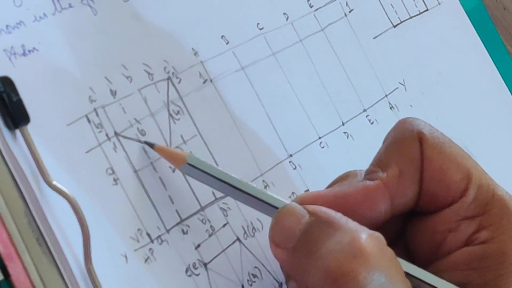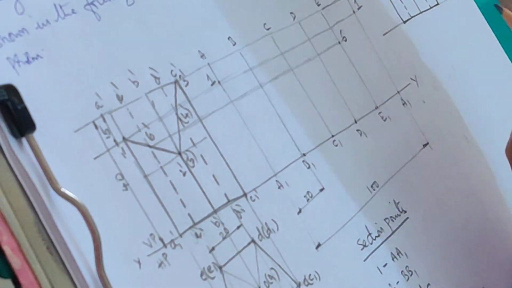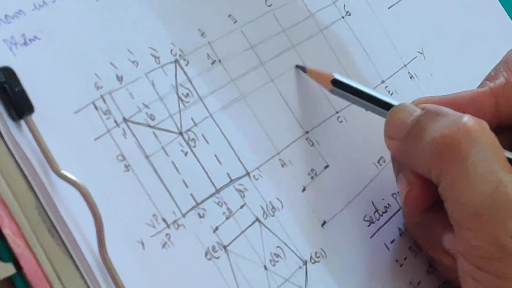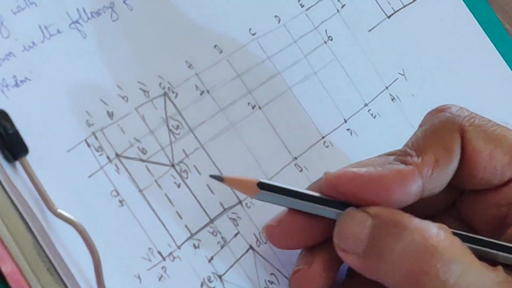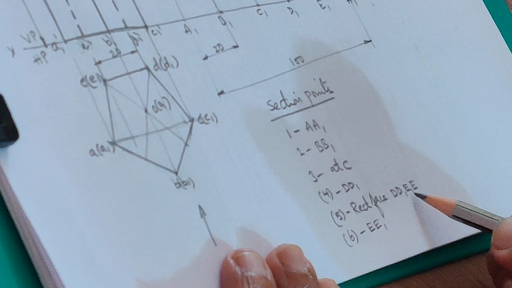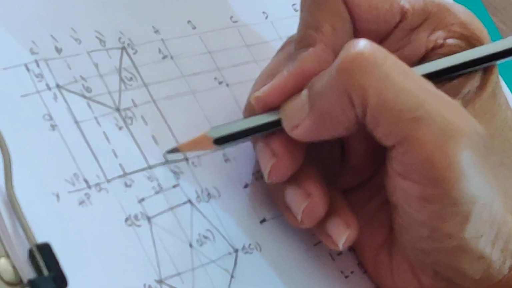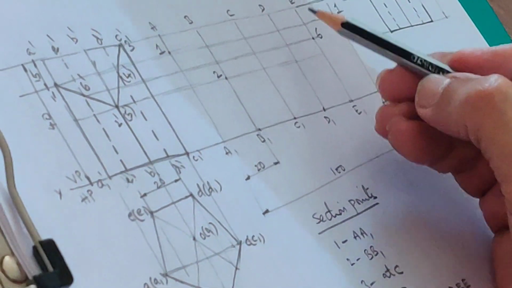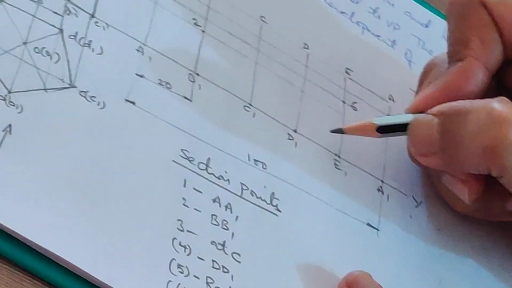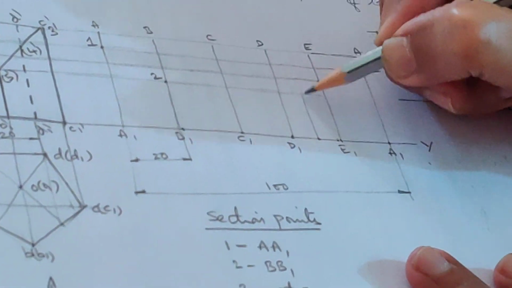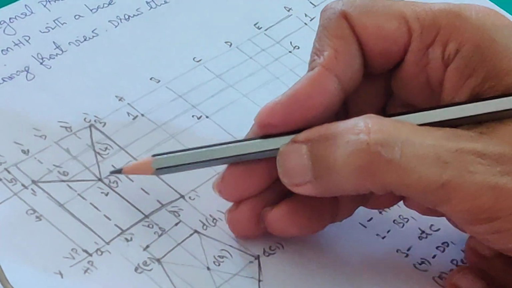Then comes 6. 6 is on EE1. Locate it here. Then comes 2 and 5. Where is 2? 2 is on BB1. It is here. Then 5, I said it is on the rectangular face D, D1, E1, E. In fact, it is on the center line of its rectangular face D, D1, E1, E. And here you will find D, D1, E1, E. That's the rectangular face. Take its midpoint and draw its center line. This will be a light line. So on this line, the point 5 will lie.